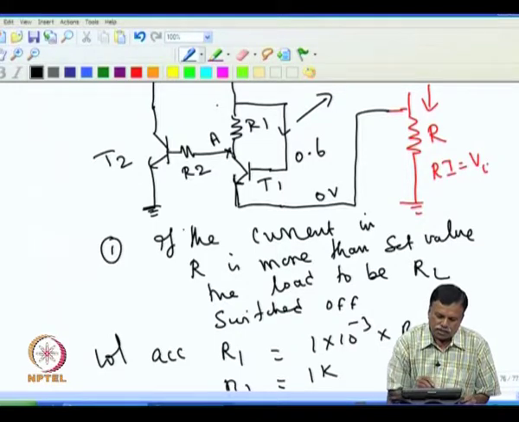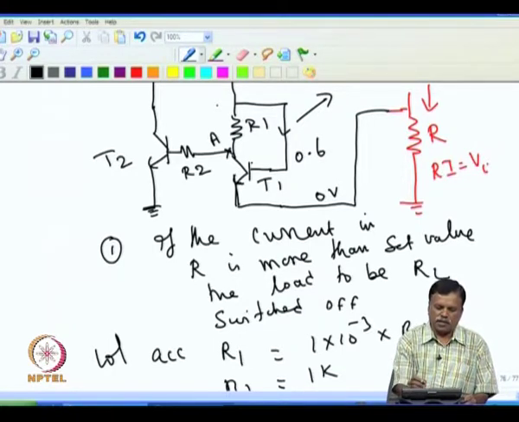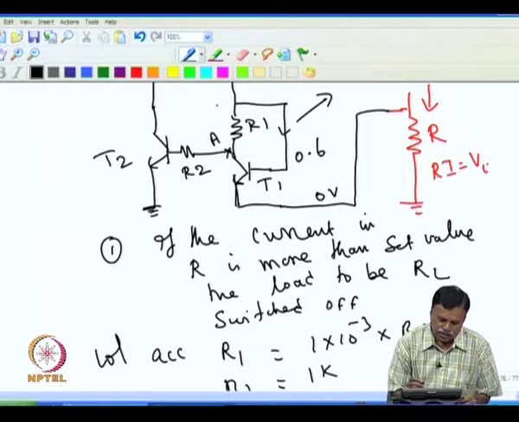But if we take this as 0 volt and this automatically comes to 0.6, then this will definitely be less than 0.6. Because if I assume that all the current is flowing, you actually need a 1 volt drop, and that 1 volt is not there right now. If this is 0.6, then automatically some current will flow through this, and voltage across this will not be 1 volt, because what you got is only 0.6.